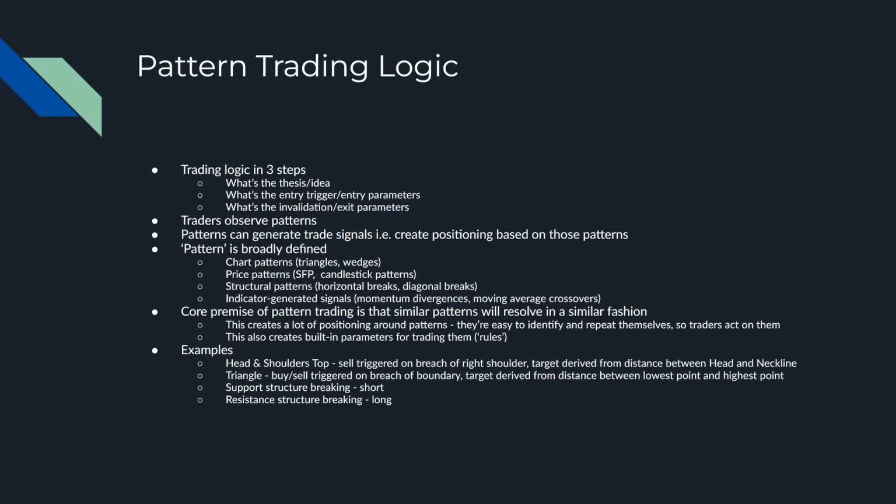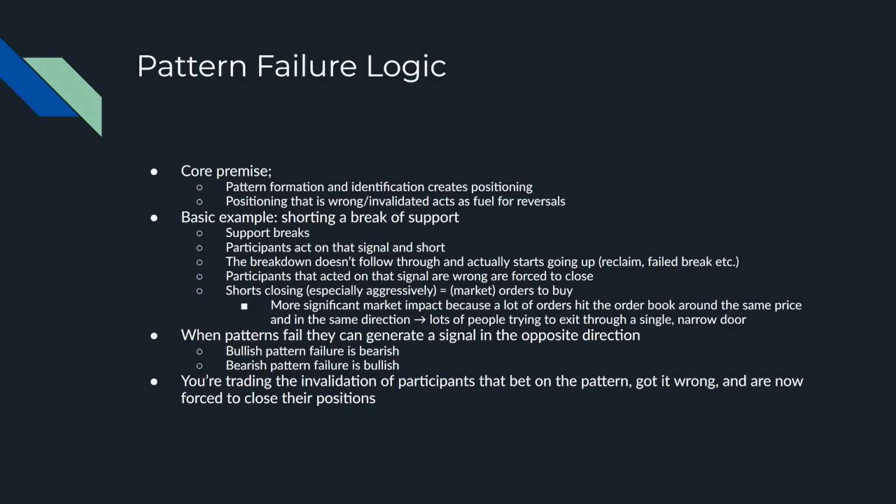And again, just to go back to the original slide, this comes down to the pattern failure logic, that when patterns fail, they generate a signal in the opposite direction. And from a market microstructure point of view, it's because pattern failure typically creates a one-sided demand for liquidity around the same price. And we know that that is a fuel for big market moves.